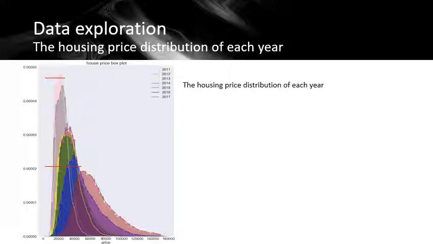The graph actually shows the trend of change in housing price. The leftward shift of the peak shows that the unit housing prices are increasing from the overall perspective, while the flatter shape shows that the prices are distributed more dispersedly.